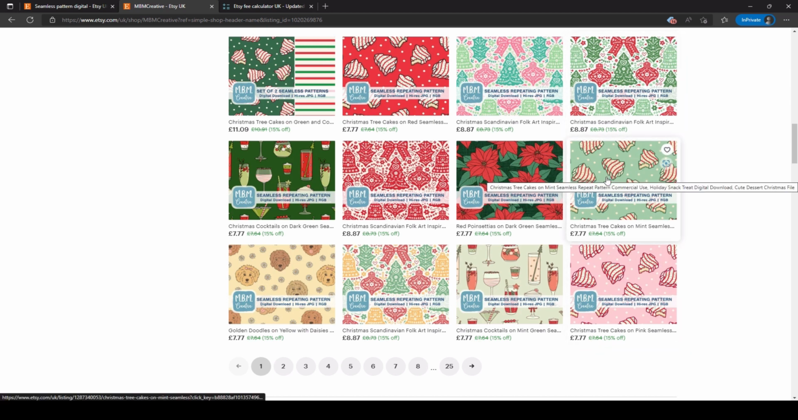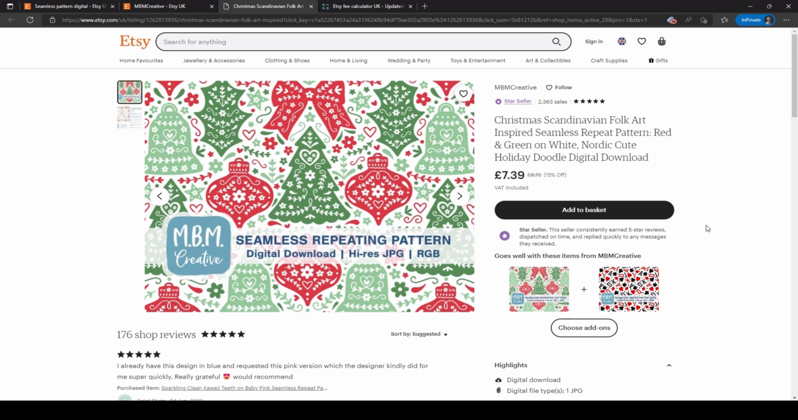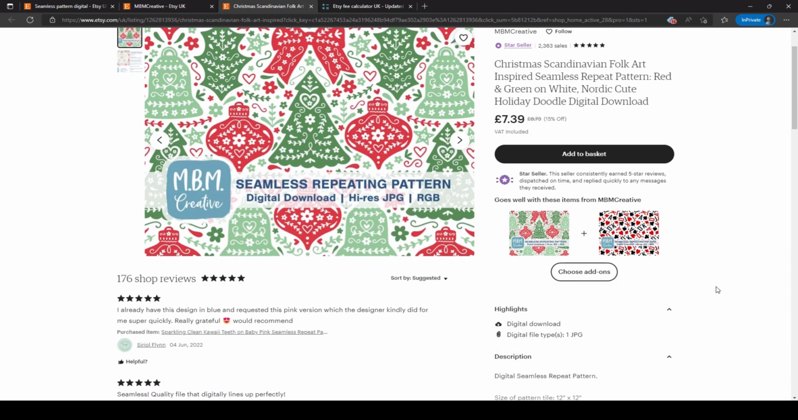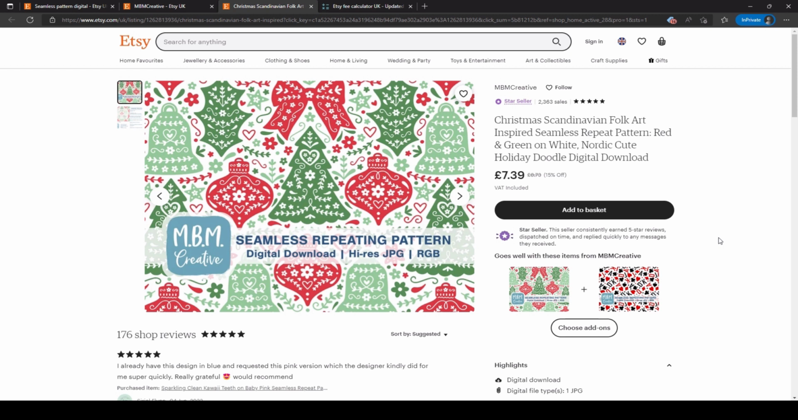And they're all £7, £8. It's just one JPEG. Yep, one JPEG. And they've got 176 shop reviews, so they've sold at least 176 products. And if they're making £6 a go, you don't have to be a maths surgeon to work out that that is, you know, a grand, give or take.